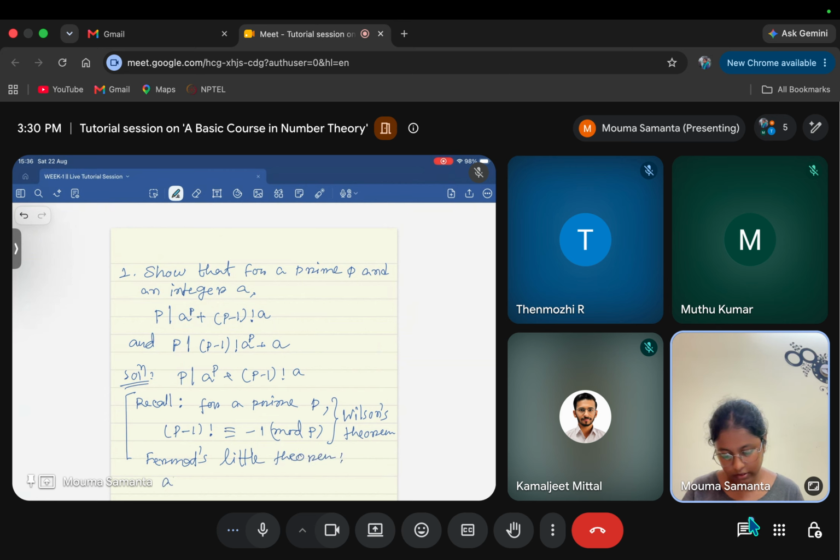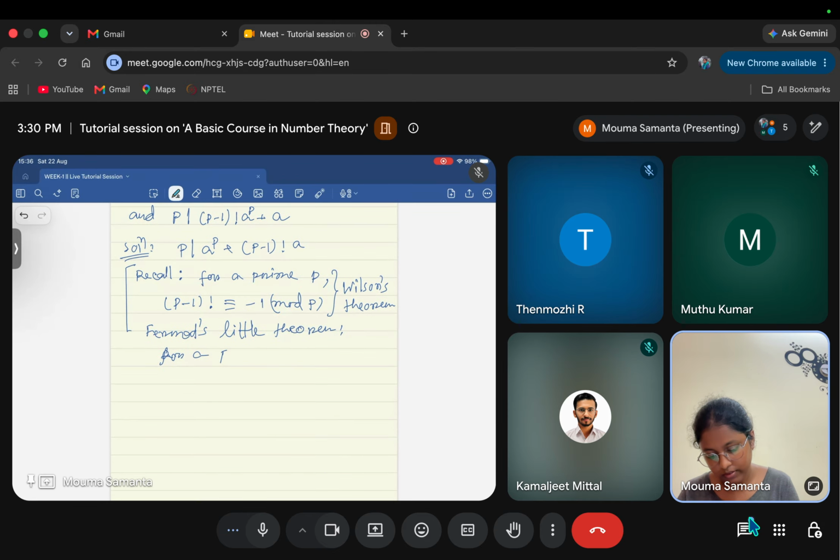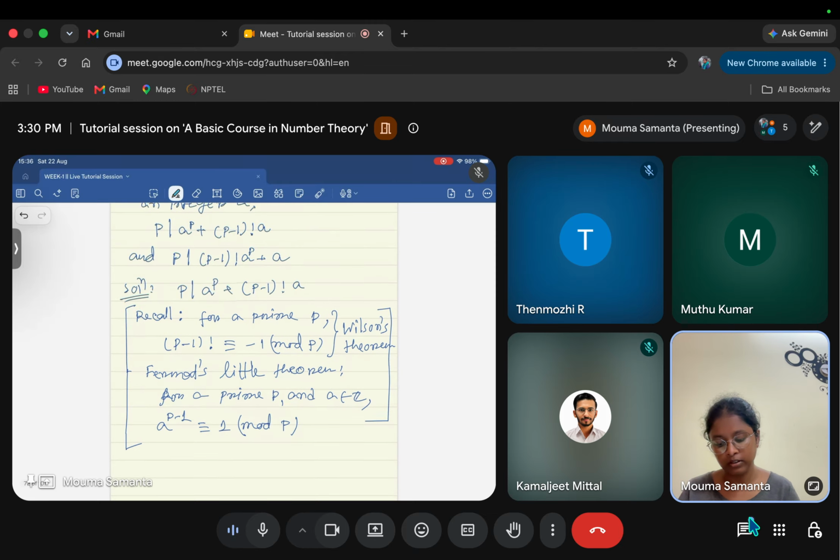Okay, for a prime p and a belonging to Z, a power p minus 1 is congruent to 1 mod p. So using these two theorems we can show the given statements.